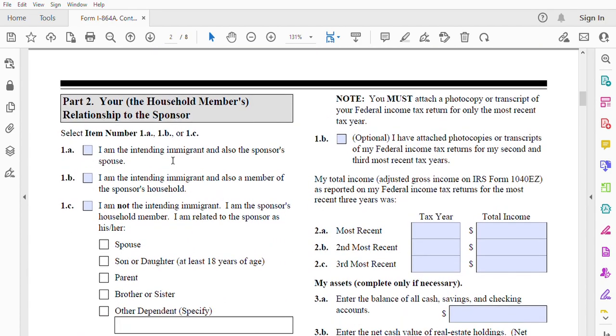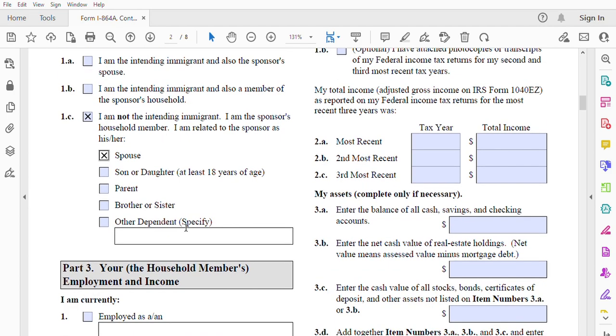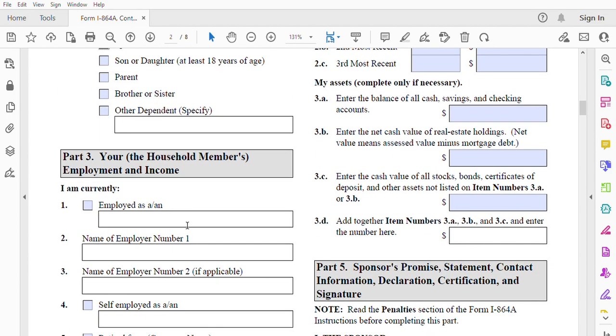We're gonna go to part 2. We're still talking about the household member's relationship to sponsor. So you're gonna check the one that applies for you. In our case is 1C. I am not the intending immigrant. I am the sponsor's household member. I am related to the sponsor as spouse. You can check the one that applies for you right here. We're gonna go to the next part, which is part 3, the household member's employment and income.